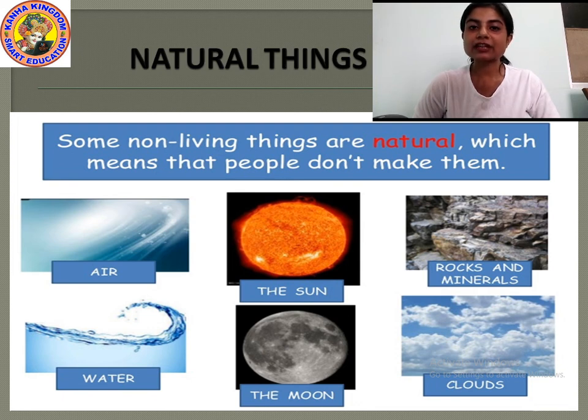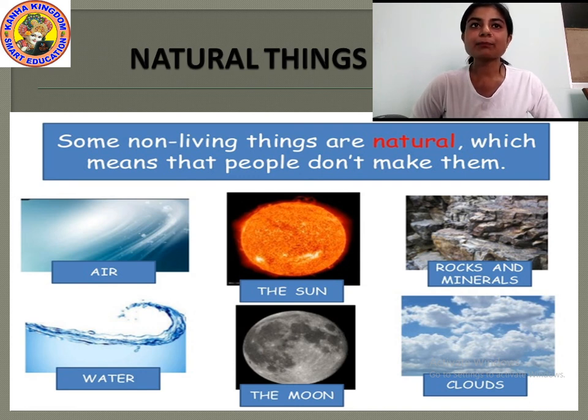Natural things means that human beings cannot make them. Some natural things are non-living things, for example, air, water, sun, moon, rocks and minerals, clouds. These are all natural non-living things which people cannot make.